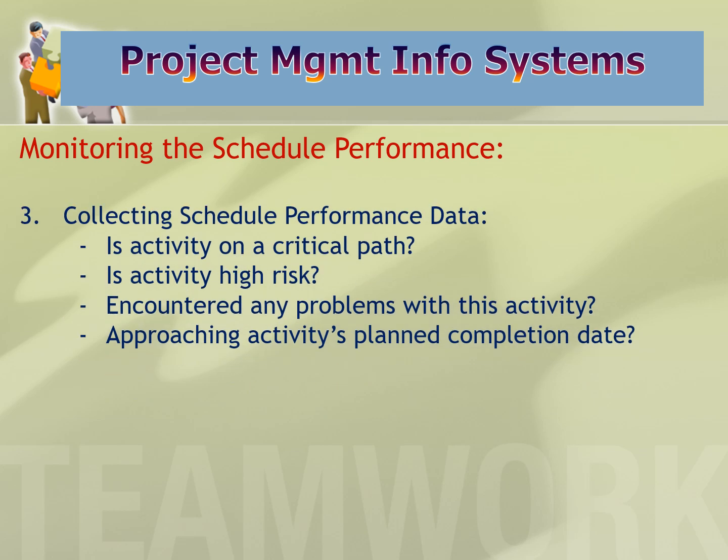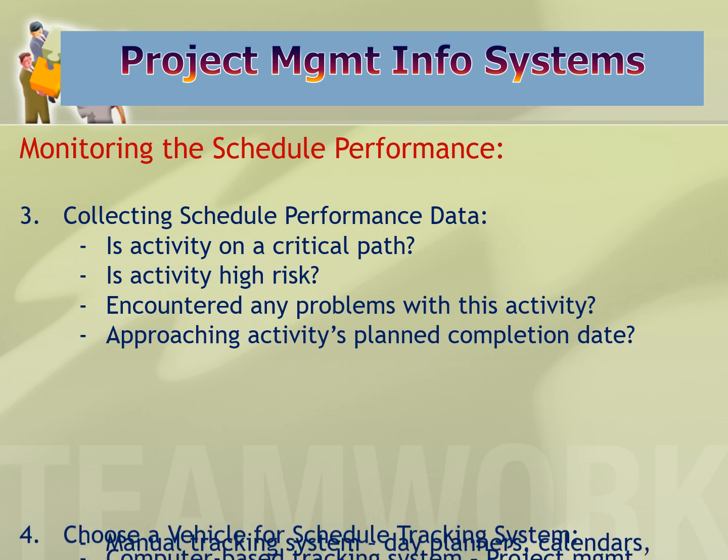Collecting schedule performance data. Is the activity on a critical path? Is the activity high risk? Did we encounter any problems with this activity? And are we approaching the activity's planned completion date? And how are we doing towards going to that end date?